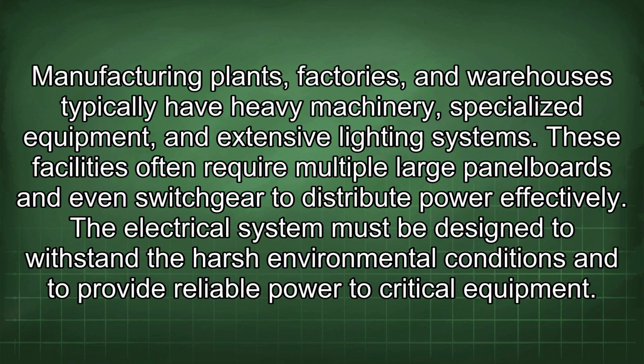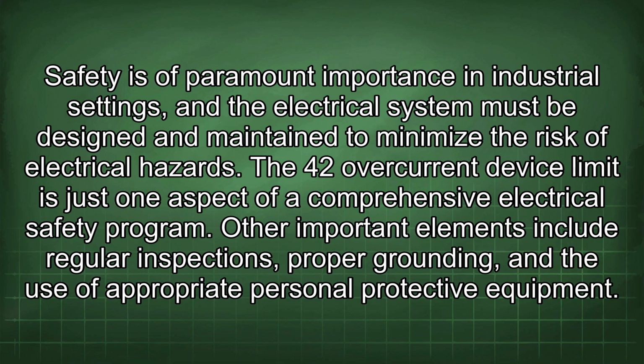Manufacturing plants, factories, and warehouses typically have heavy machinery, specialized equipment, and extensive lighting systems. These facilities often require multiple large panel boards and even switchgear to distribute power effectively. The electrical system must be designed to withstand the harsh environmental conditions and to provide reliable power to critical equipment. Safety is of paramount importance in industrial settings, and the electrical system must be designed and maintained to minimize the risk of electrical hazards. The 42 overcurrent device limit is just one aspect of a comprehensive electrical safety program.